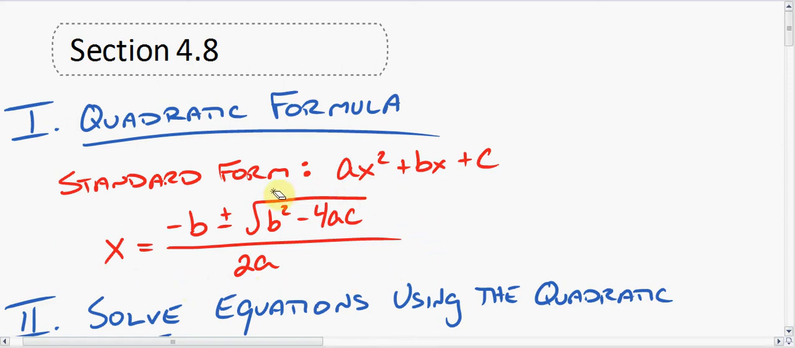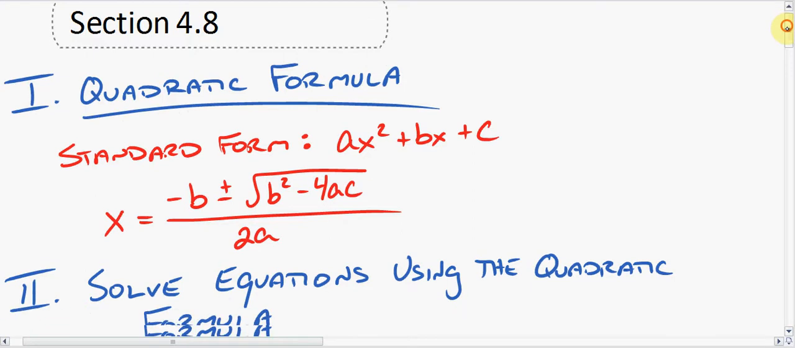which is the quadratic formula. So you can see it's x equals the opposite of b plus or minus the square root of b squared minus 4ac, and that's all over the product of 2a. And so we're going to use that multiple times.